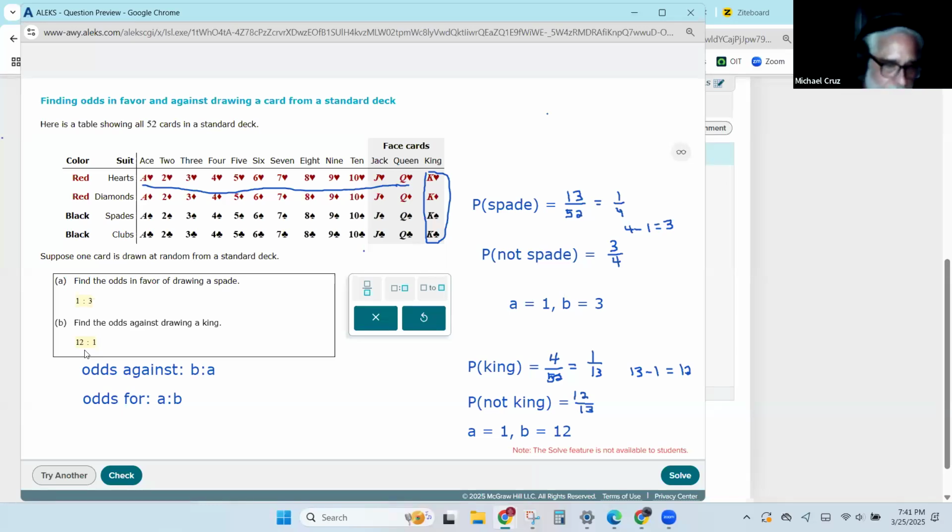All right, any questions? That's going to probably do it for odds, and we're going to get to this thing called expectation now.